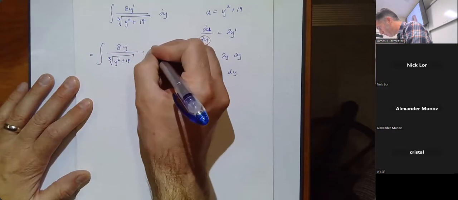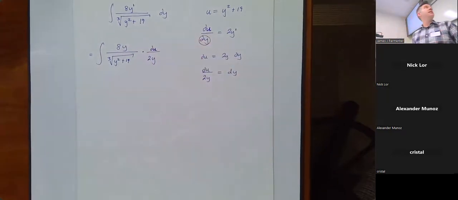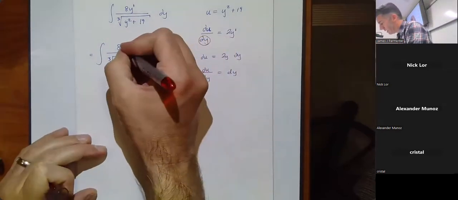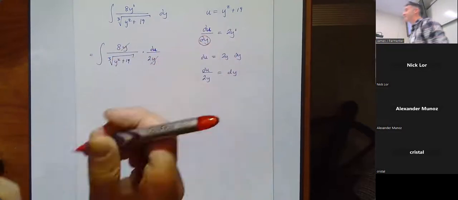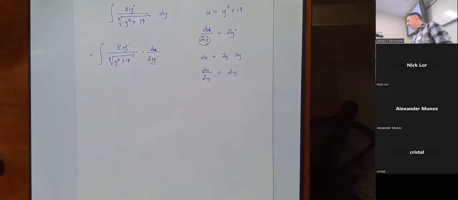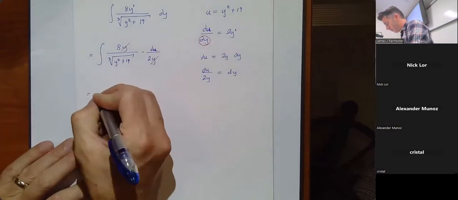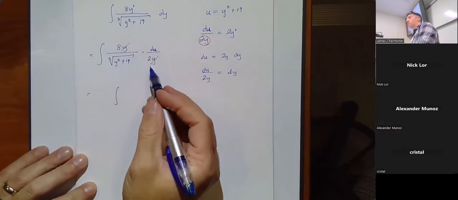And the whole point of doing this part first is to see that something's going to cancel. You want to cancel whatever cancels before you move on. So we're going to cancel the y's. I guess 8 over 2 is 4, sure, but that's not the important part. So I'm going to rewrite this now as the integral of, well, 8 divided by 2 is 4.